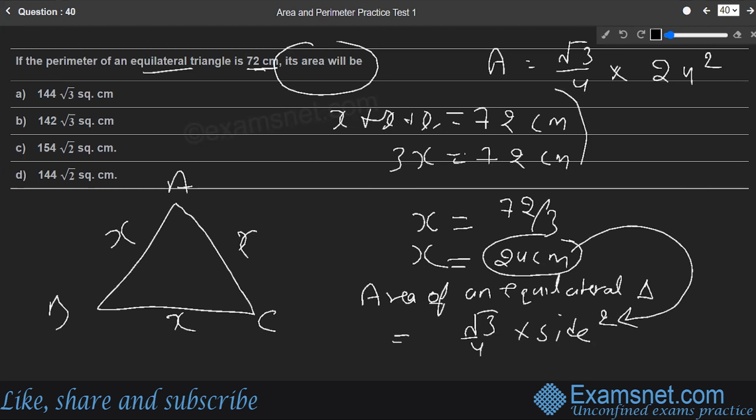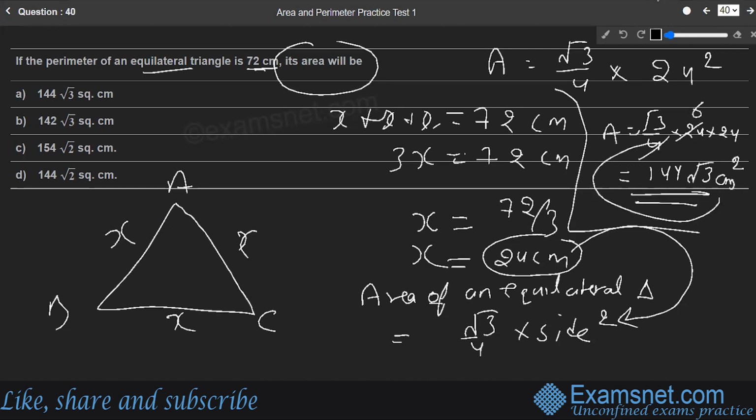We can solve this further. So area is equal to root 3 by 4 into 24 into 24. We can cut this by 4; 4 sixes are 24. So ultimately it comes out to be 24 into 6 into root 3. 24 into 6 is nothing but 144. So it's going to be 144 root 3, and area has a unit of square, so it has to be centimeter square. So that is the area, 144 root 3 centimeter square. Let's see where it is available. It's available in option number A, so it becomes the right answer there itself.